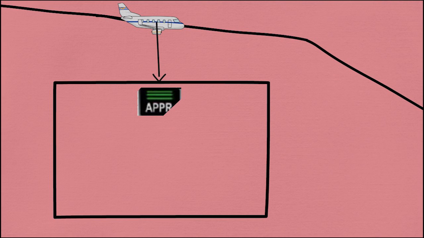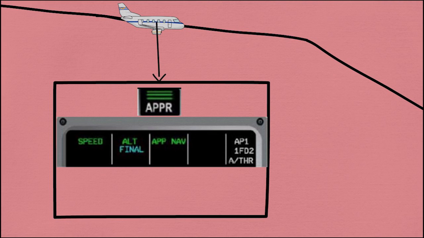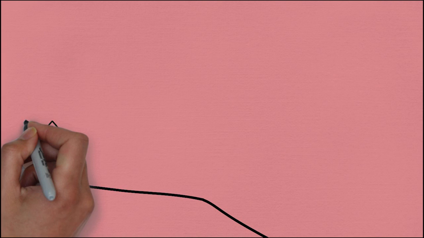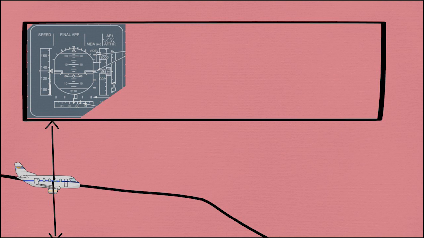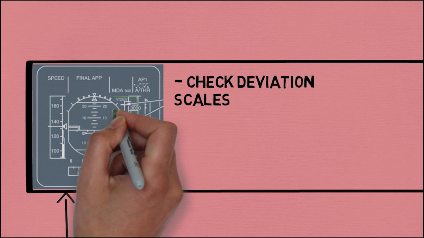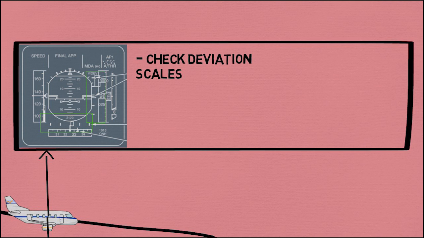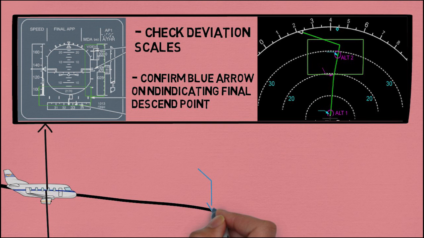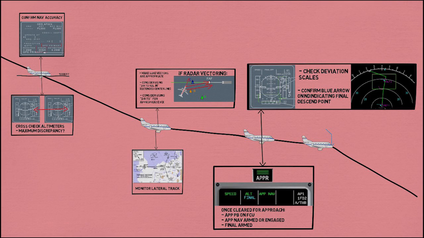Once you're cleared for the approach, you arm the approach by pressing the approach push button on the FCU. Confirm that you have appropriate modes armed or engaged on the FMA. Check that the deviation scale or scales are visible on the primary flight display and evaluate the indications. On the navigation display, confirm that the final descent point is indicated with a blue arrow. At this stage, you are all set for the final approach.